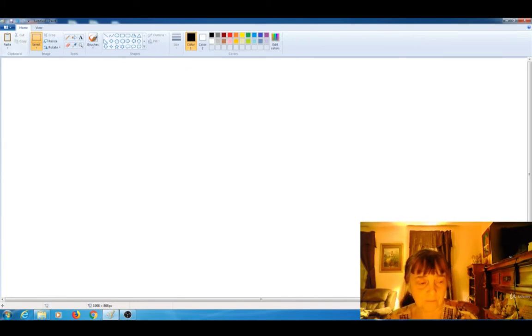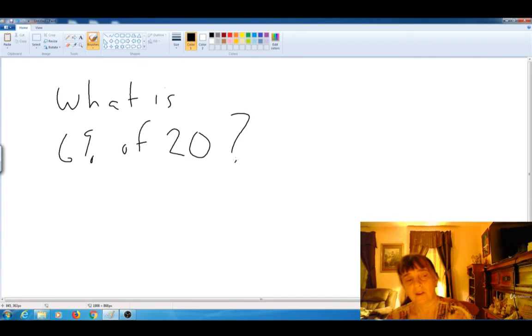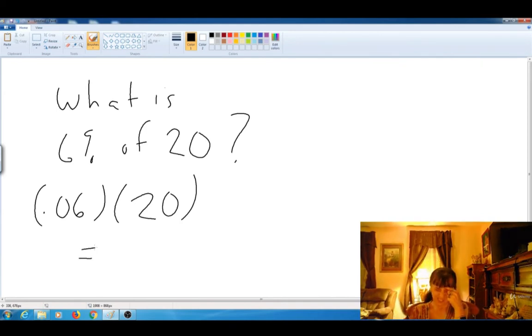What is 6% of 20? Okay, that means you take 6%, change it to a decimal, so that's 0.06. And the word of means multiply. 20 times 0.06 is what? If you multiply 20 times 0.06, what do you get? Okay, so it's 1.2. 6% of 20 is 1.2.